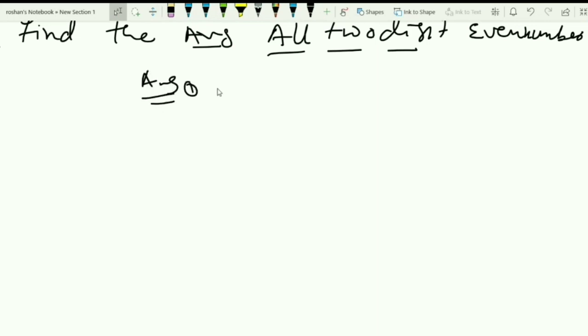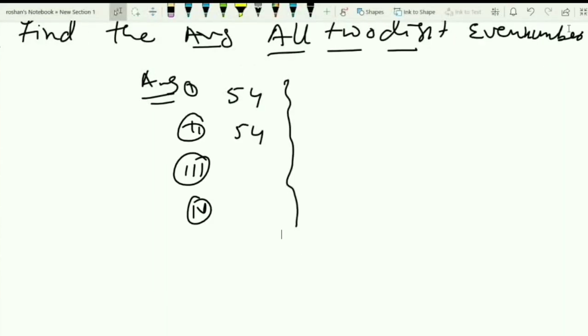Give me the answer. Option 54. Anyone else? 54 only. Great. For those who have solved this question, you have seen two digit even numbers. Which is the smallest two digit even number? 10. Great. The next number will be 12, and like this there will be many numbers. Which is the largest number here? 98, because 99 is not an even number. So the smallest two digit even number is 10 and the largest is 98.